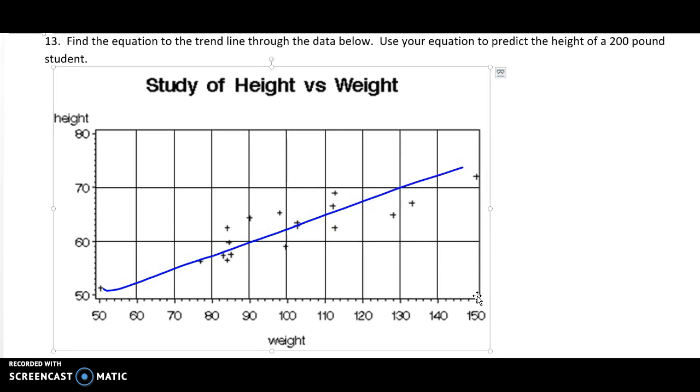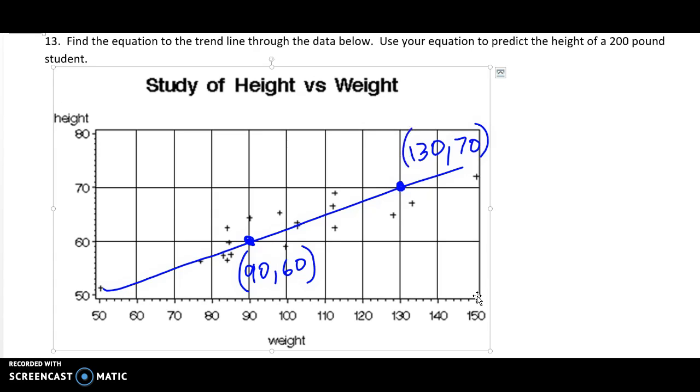I need 2 ordered pairs on my trend line. They do not have to be actual data points from the graph, just any ordered pairs. I want that one and that one. This one is 90, 60. This is 130, 70.